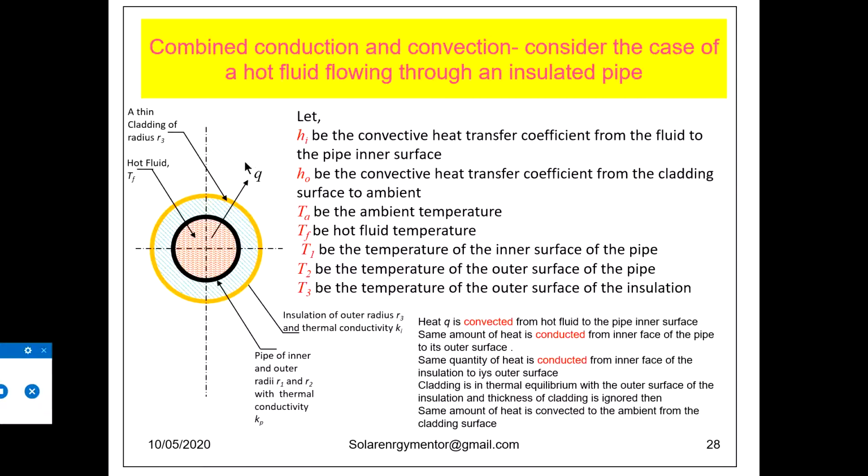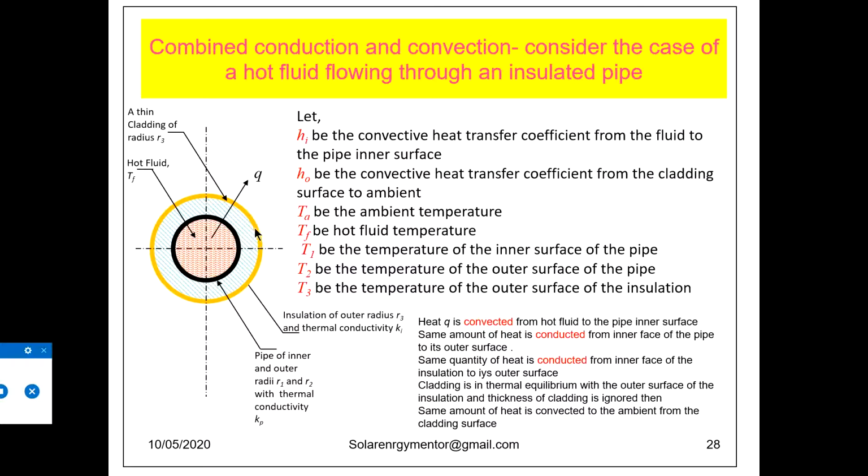Let Ta be the ambient temperature, and Tf the hot fluid temperature. Then T1 is the temperature of the inner surface of the pipe. T2 is the temperature of the outer surface of the pipe, and this becomes T3, the temperature of the outer surface of the insulation.